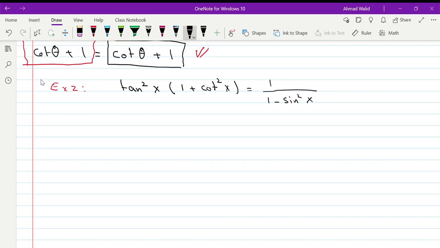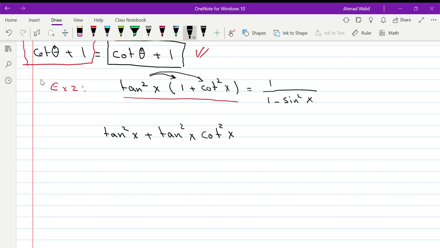Correct? This time, which side is complicated? You see, your left side is complicated. I'll leave alone the right side and I'll work only with the left side. First thing first, I will distribute tan to the parentheses, which gives me tan square x plus tan square x cotangent square x. That's the first step when you distribute.